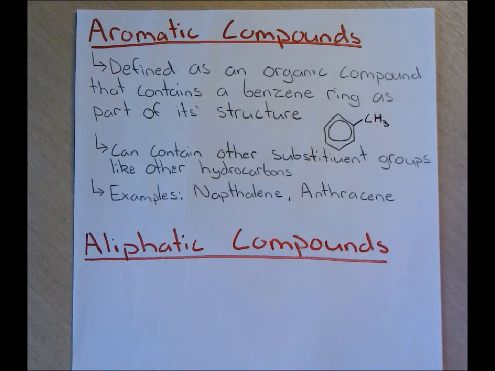Now, some other examples of aromatic hydrocarbons include things like naphthalene and anthracene. Naphthalene may look familiar. That is the main chemical found in mothballs, so you may have heard that term before.